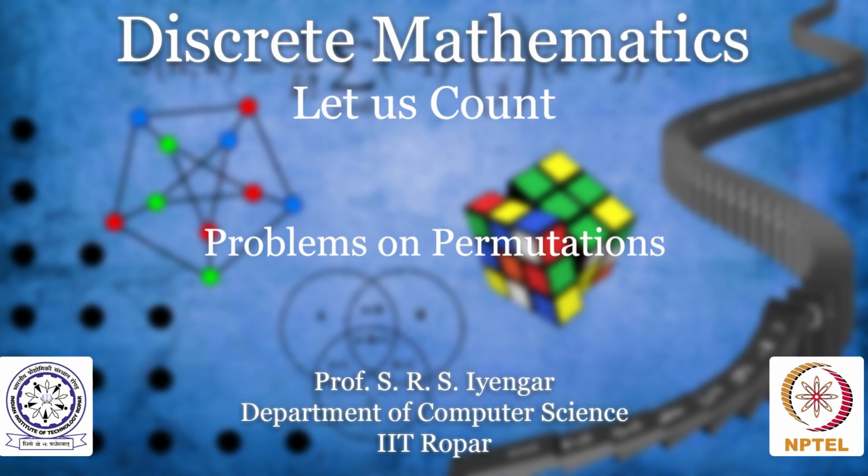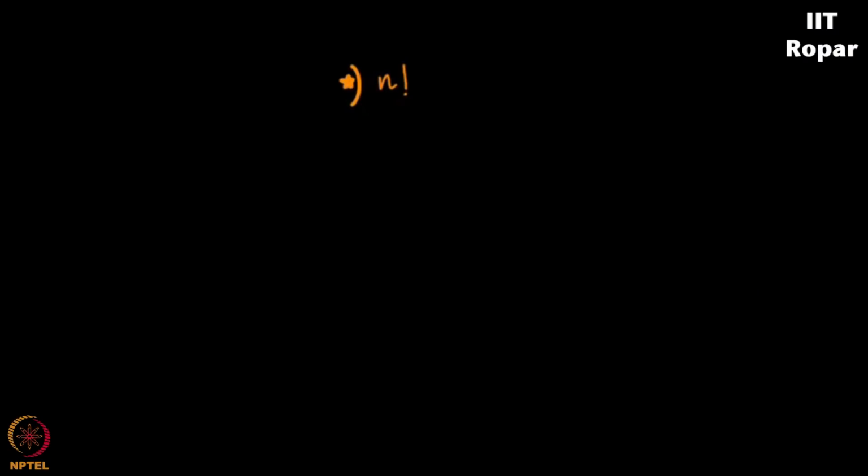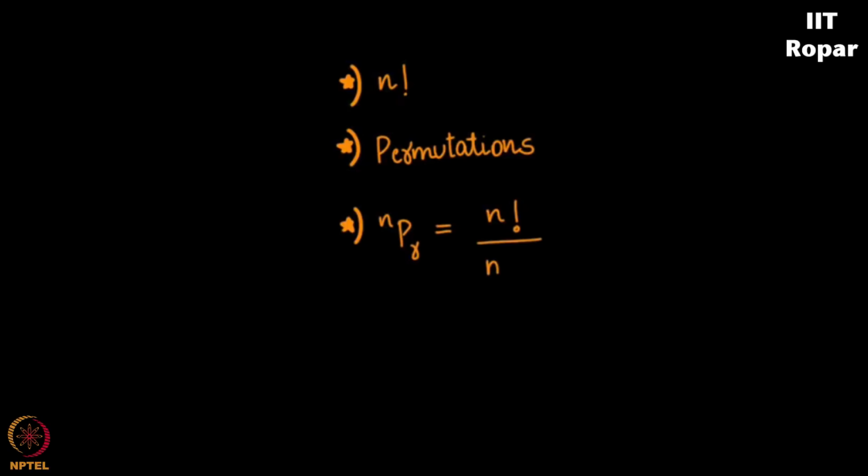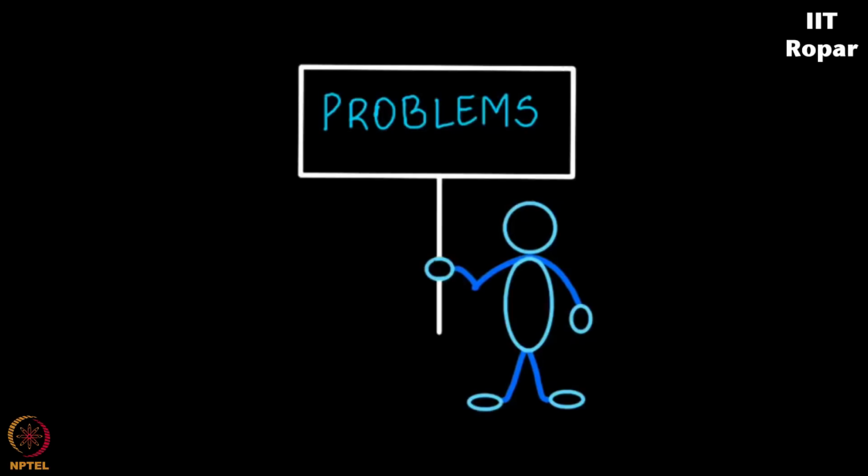So far, we have seen what is meant by n factorial, what is meant by permutations. We have seen a video on it. We have seen that the formula goes like this. nPr means picking r items out of n items with the order respected, and this is equal to n factorial by n minus r factorial. So this is the formula of permutations. Now let us solve some problems.